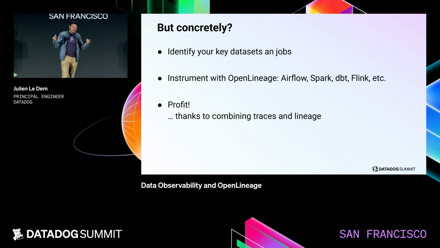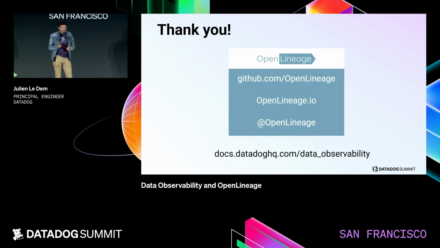And there's tons of instrumentation in OpenLineage, whether it's Airflow, Spark, dbt, Flink, also proprietary ones. It's also been adopted by the 3 main cloud providers. And thanks to combining traces and lineage, you can achieve a lot.